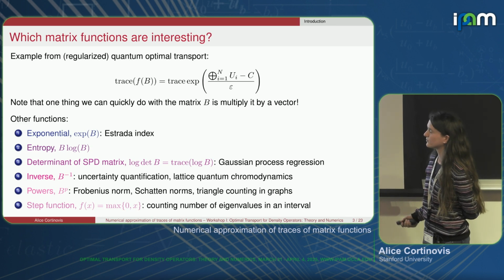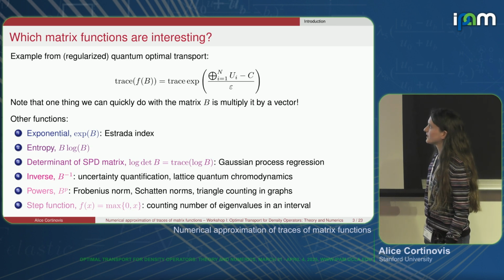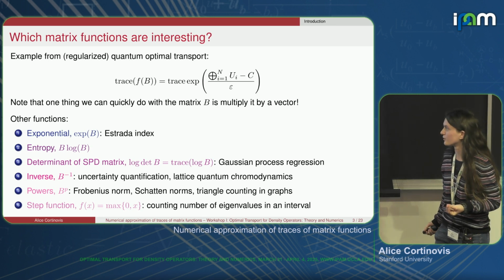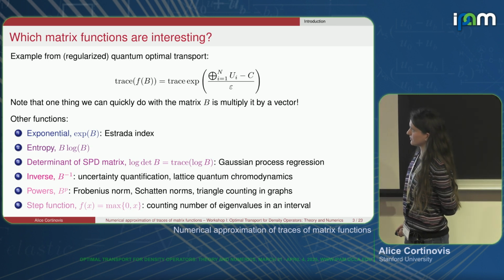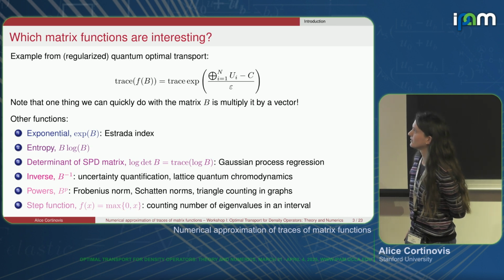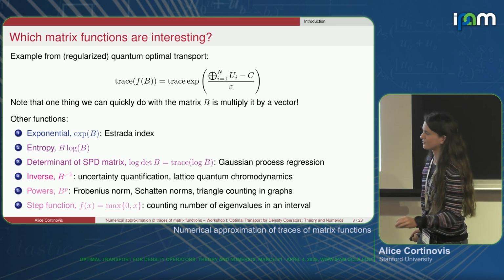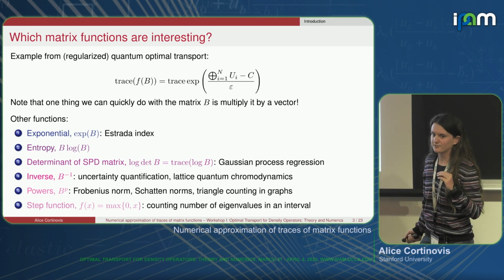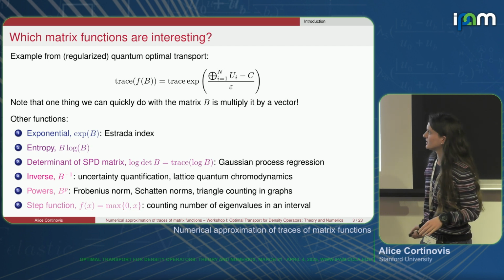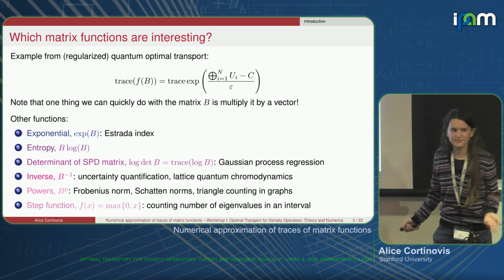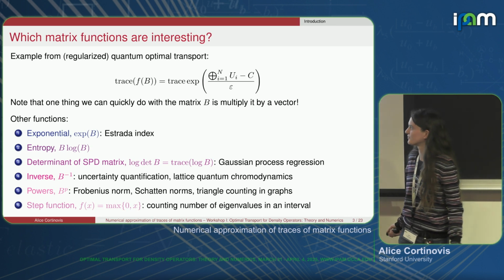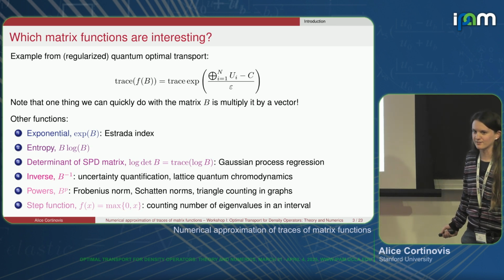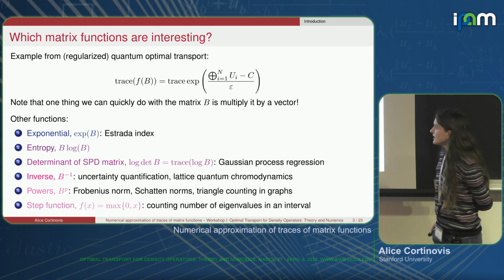So computing traces of matrix functions, assuming that the thing you can do with the matrix is matrix-vector multiplications or quadratic forms. Now the algorithms I'm going to talk about are not really restricted to the exponential or to that setting. You can think of f as whatever you want. In particular, here I listed some interesting functions that people use, for instance, the entropy, the logarithm, the inverse, powers, and even weirder things like step functions.